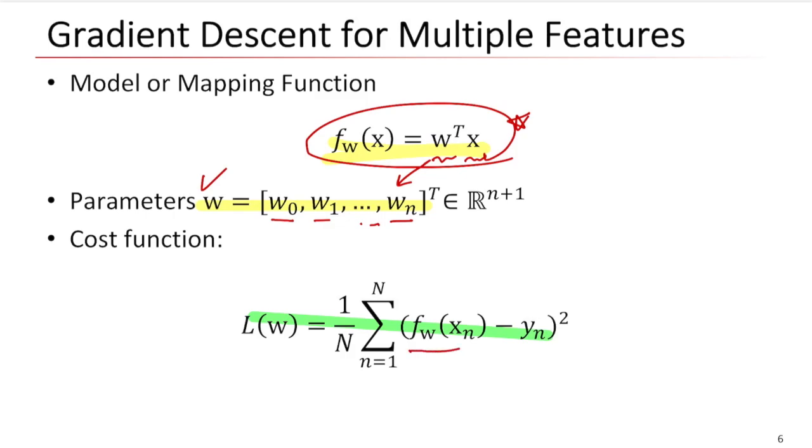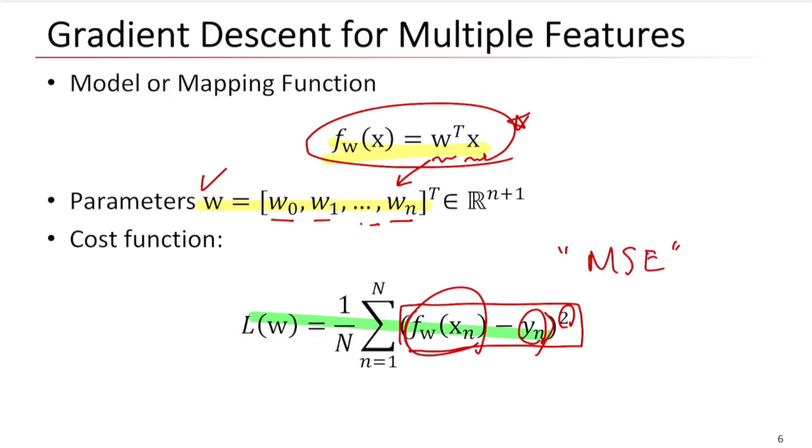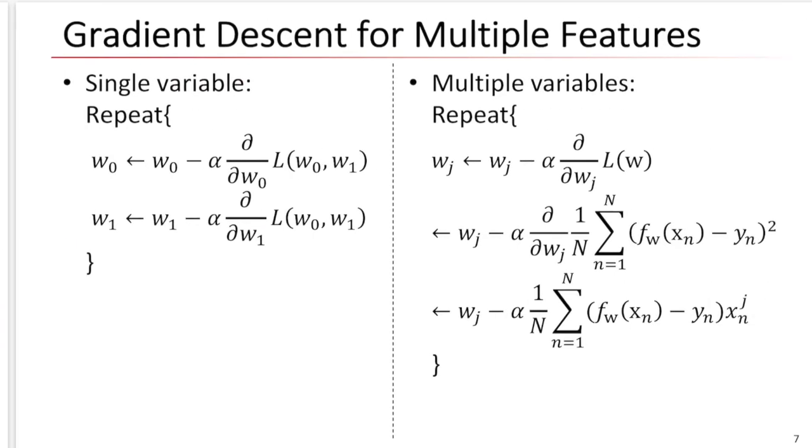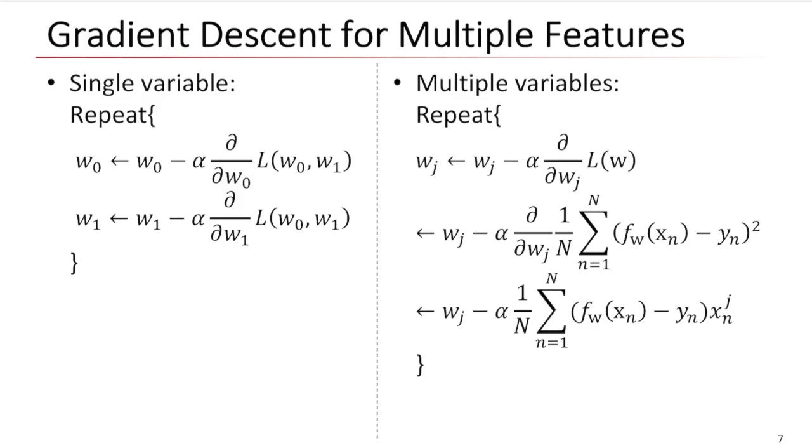Let's say we want to use this MSE loss function, which is defined with the difference between the ground truth and the estimated one. So this is an MSE loss function. If you don't remember this, please go back to last week's lecture. Anyway, we can define the cost function like this.